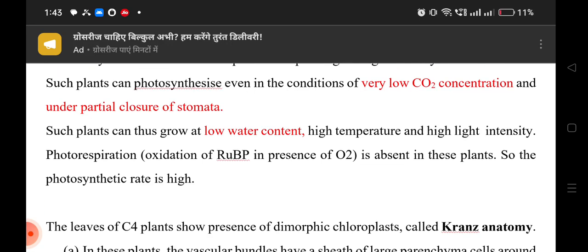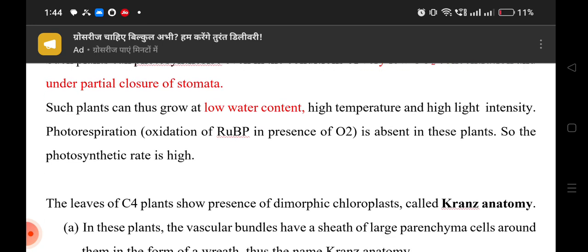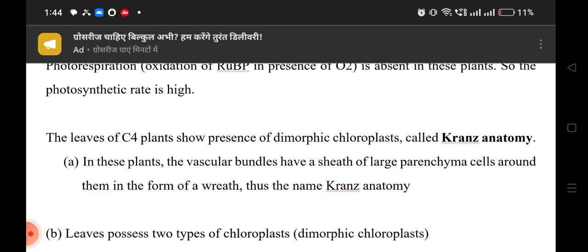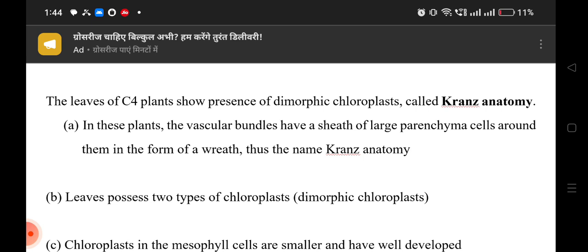High temperature is there, high light intensity is there, and photorespiration. As we all know, photorespiration is a highly wasteful process because RuBP oxidizes in the presence of oxygen. I am going to discuss photorespiration in the next session. In the C4 cycle, the photosynthetic rate is very high. Now, C4 plants have some characteristics which are very necessary to read about.